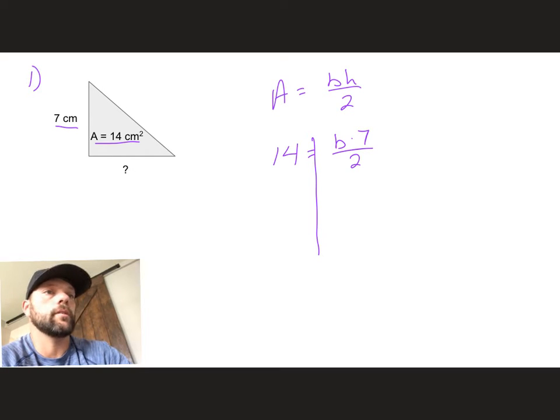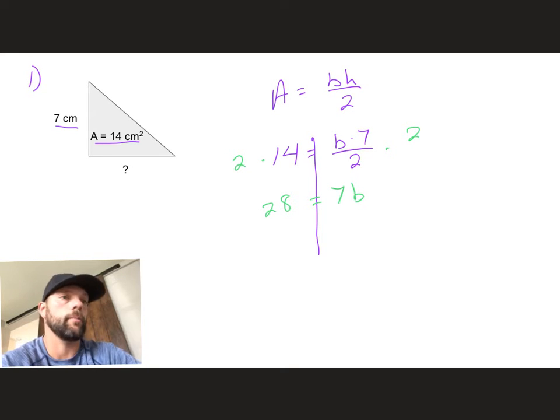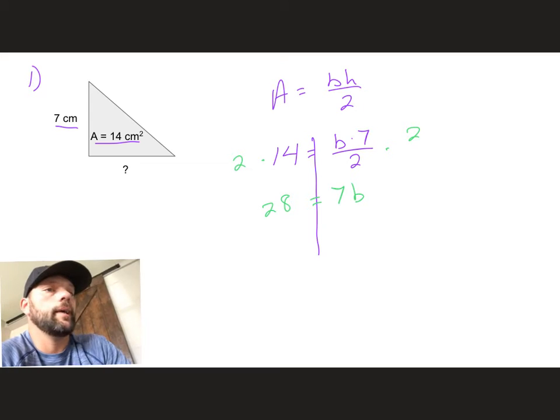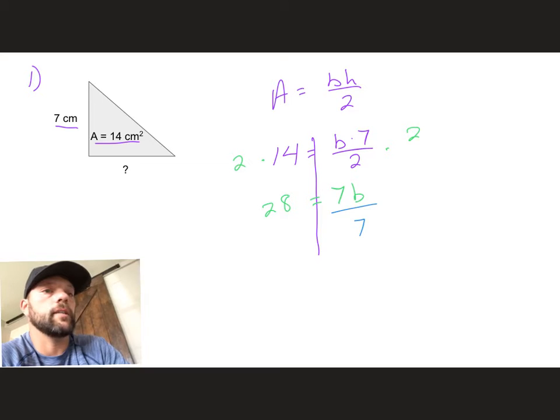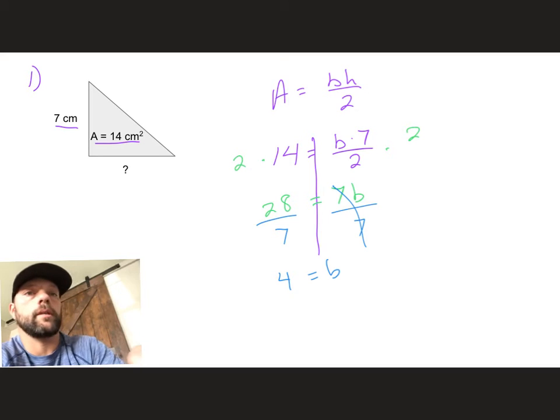So the opposite of this division sign is going to be multiplication. So we're going to multiply both sides by 2, which brings me to 28 is equal to 7b. Now I'm going to write that properly where I put the number in front of the letter. And now I have multiplication here, so I'm going to divide both sides by 7, and 4 is going to equal my b. So that means that this is 4 centimeters.